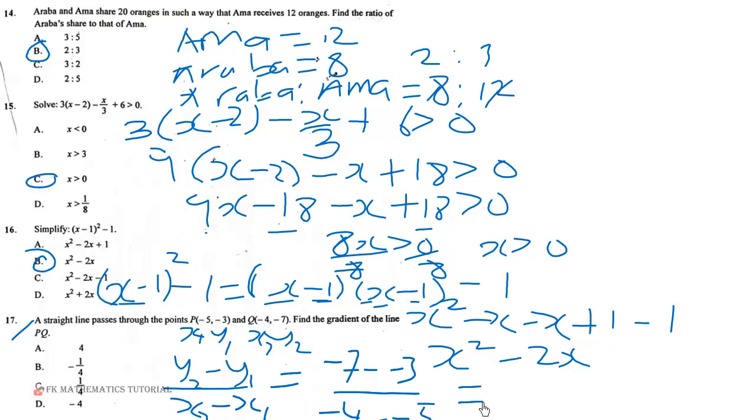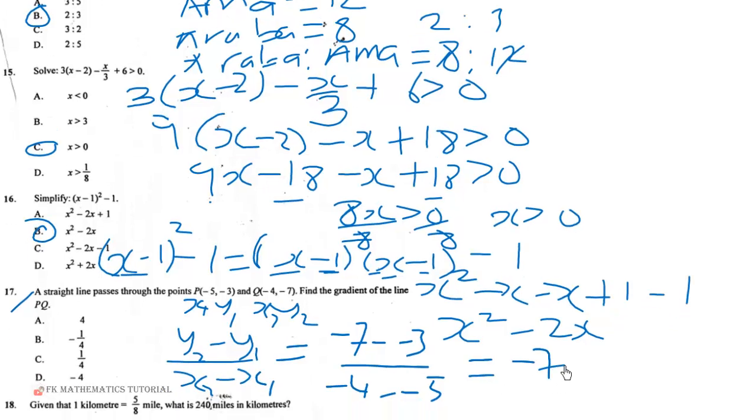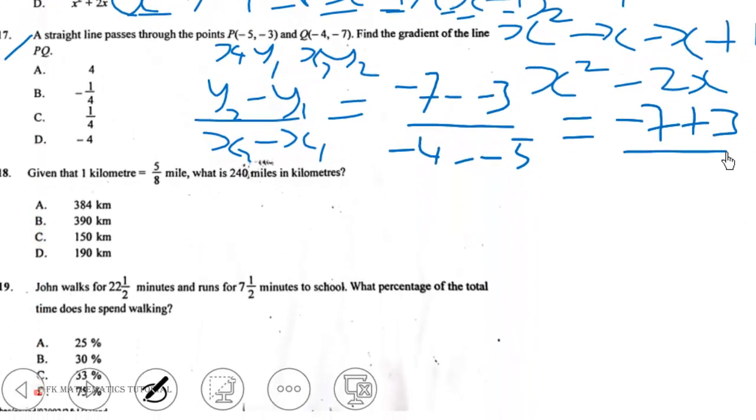So that will give you negative 7 plus 3 all over negative 4 plus 5. So that will give you negative 4 over 1, which is negative 4.